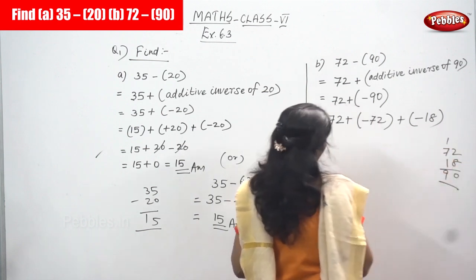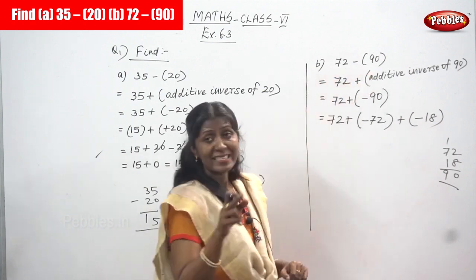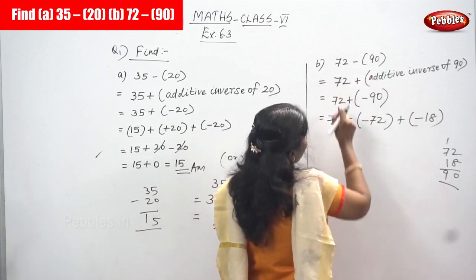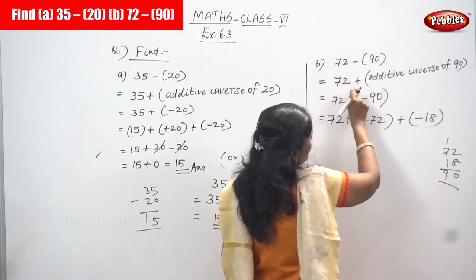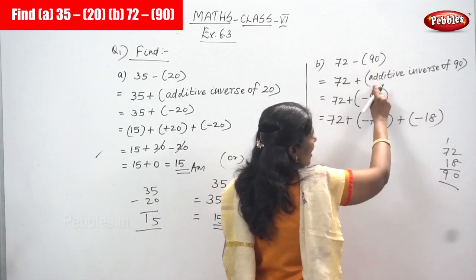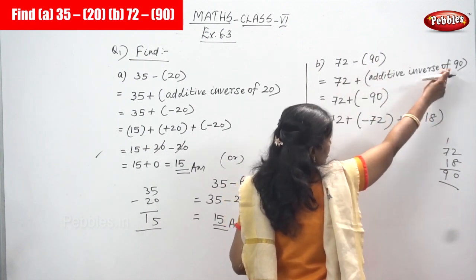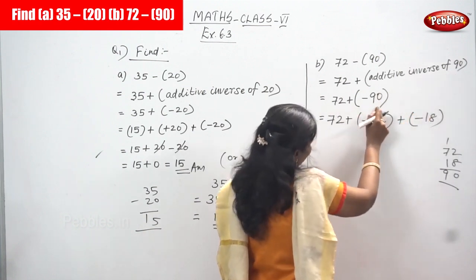I will repeat once again: 72 minus 90, where 90 is a positive integer. So you have to subtract. 72 you have to write as it is. This negative sign becomes positive. Then within the bracket, the number given is positive integer 90. So the additive inverse of 90 is nothing but changing this positive integer 90 to negative, that is minus 90.